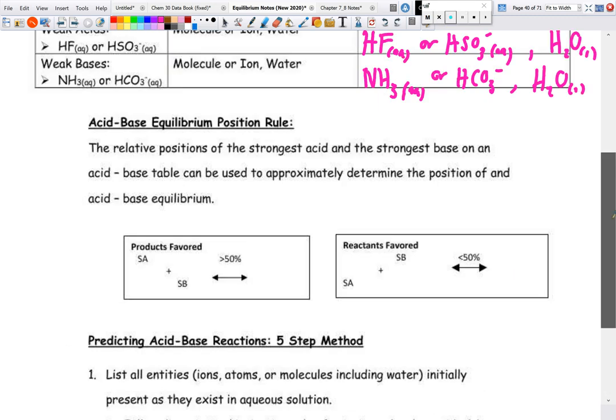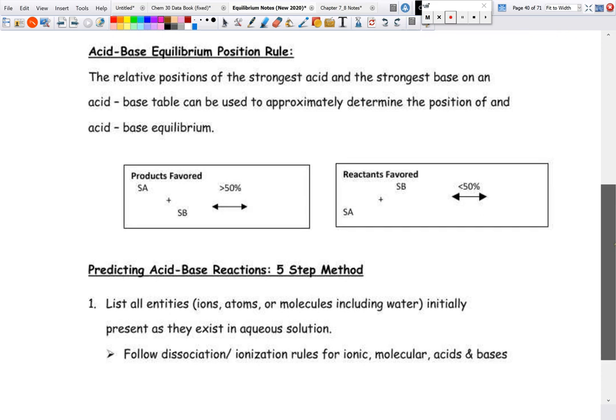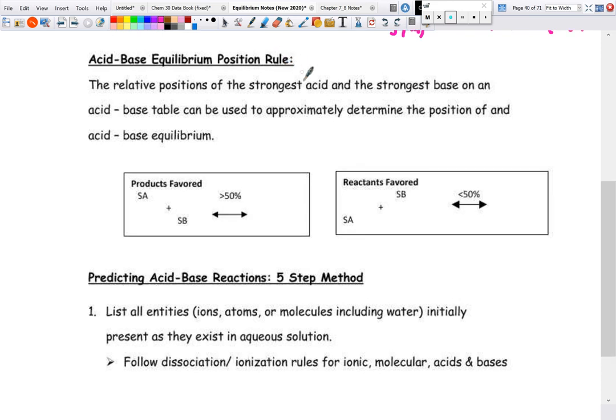So let's look at how we can actually predict the acid-base equilibrium position before we look at the 5-step method. For the relative position of the equilibrium, we need to look at the relative positions of the strongest acid and the strongest base on our acid-base table to use the approximate determination of the position of equilibrium. So basically we're trying to tell if the reactants are favored or the products are favored. Now we've done this in our equilibrium unit by using the percent reactions, or remember when we had Kc greater than 1, so products are favored, Kc less than 1, reactants are favored. And this is all we're doing here.